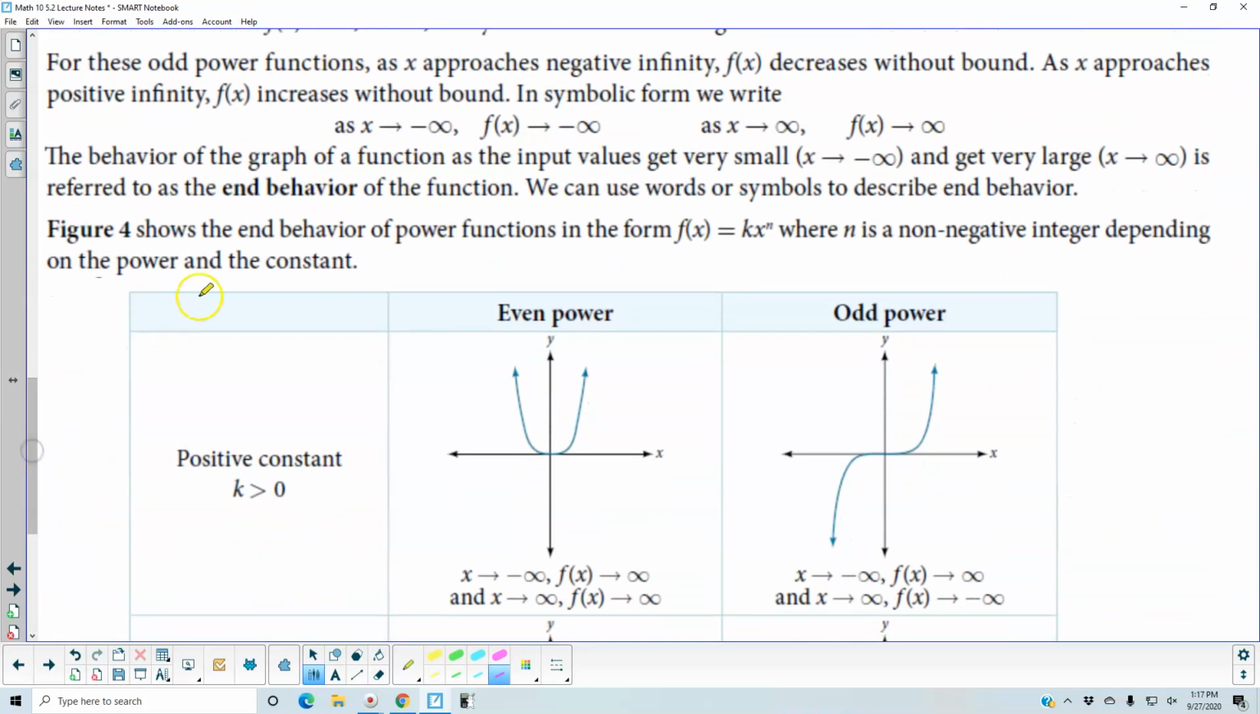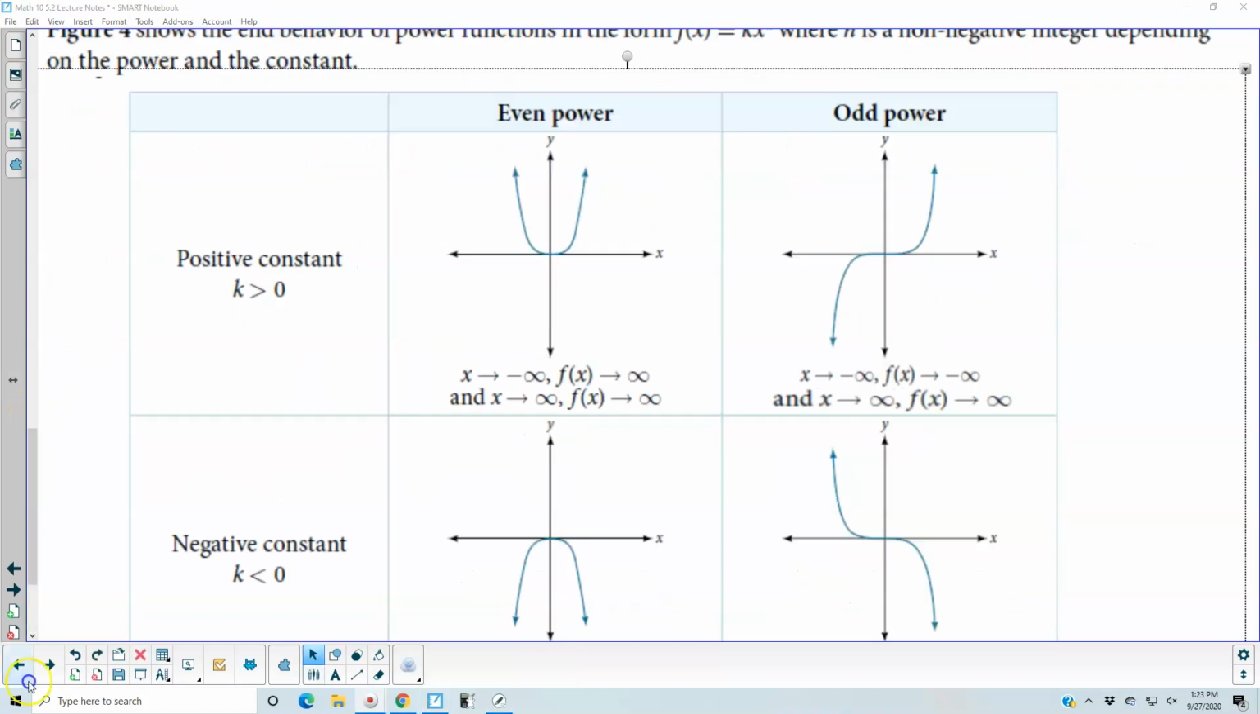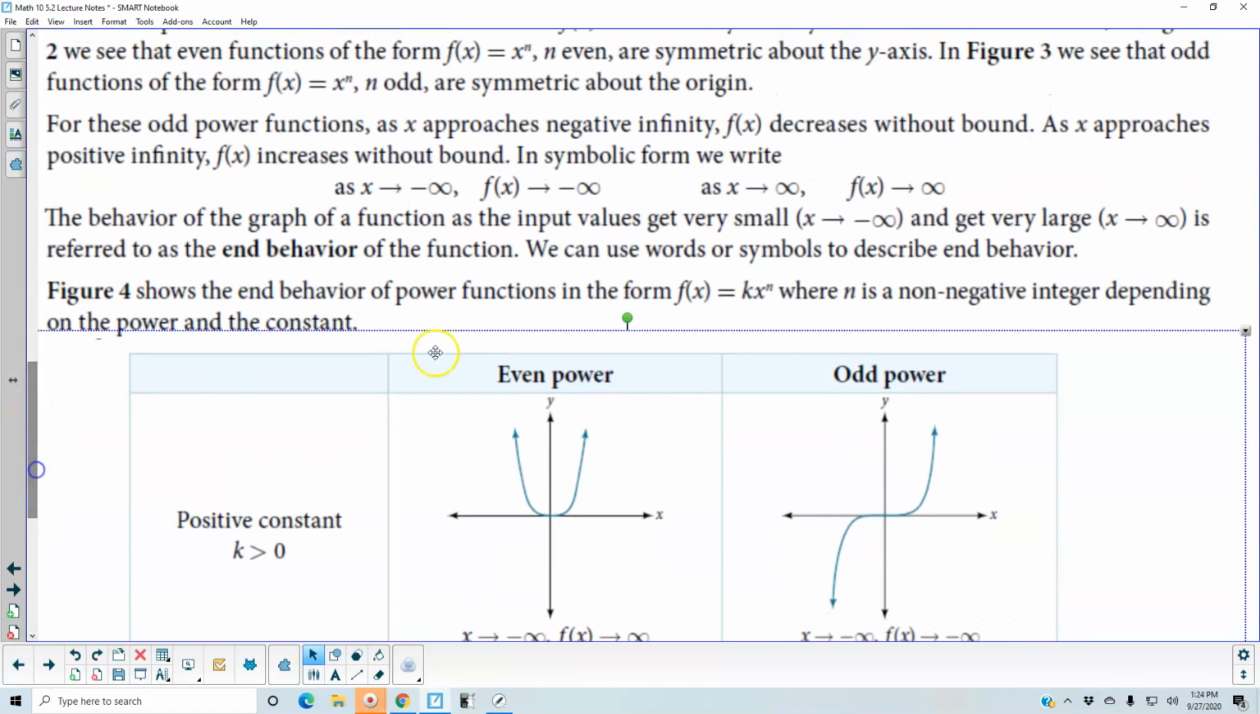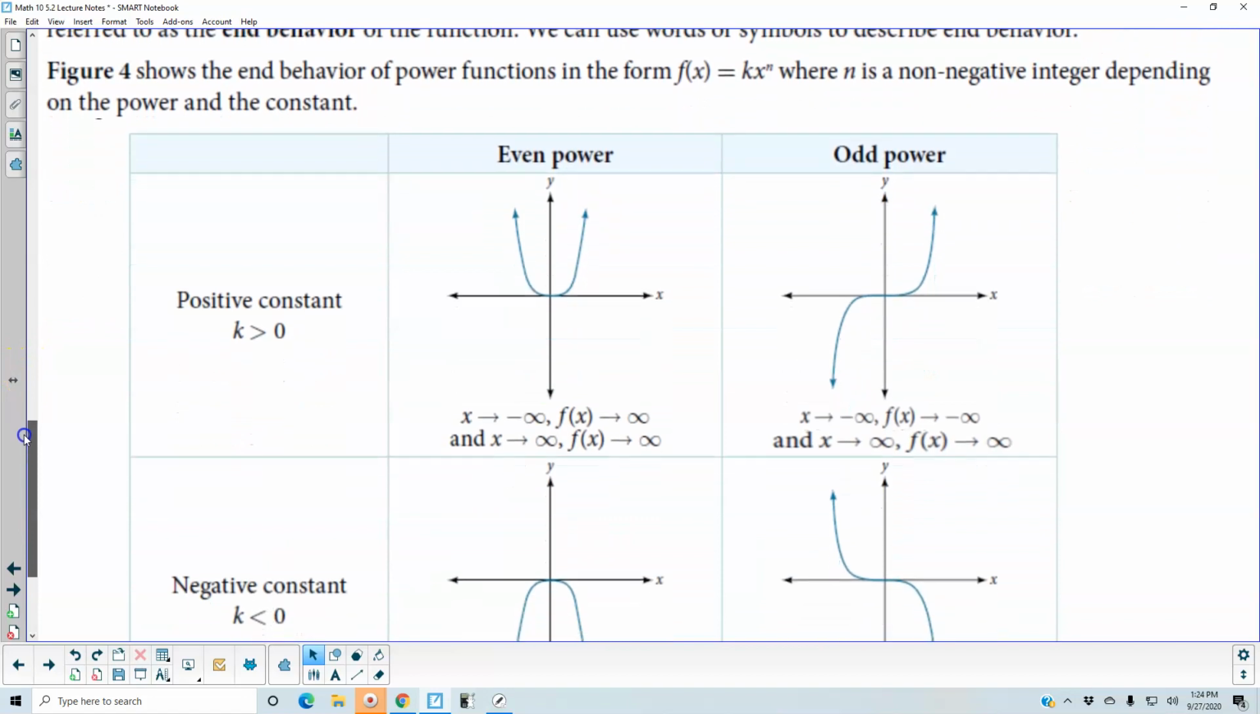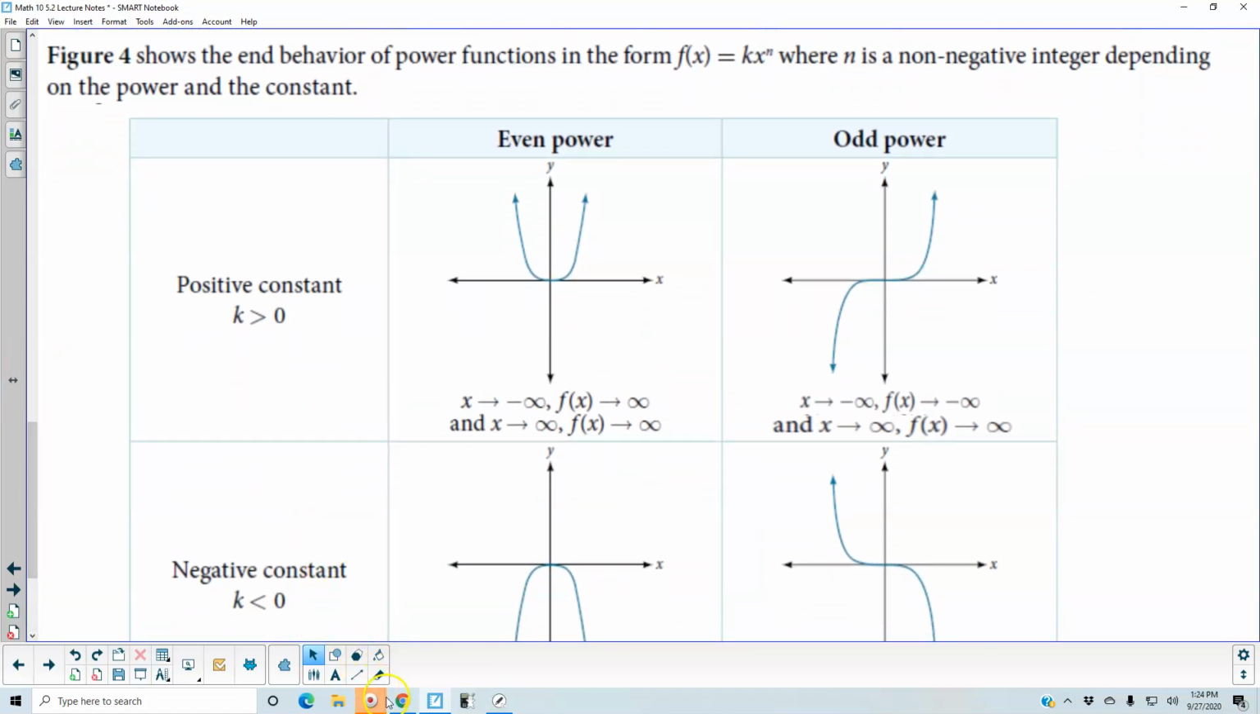Figure 4 shows the end behavior of power functions in the form f of x equals k times x to the power of n, where n is a non-negative integer depending on the power and the constant. Now, here we have our graphs. So let's take a look at our scenarios with our graphs.